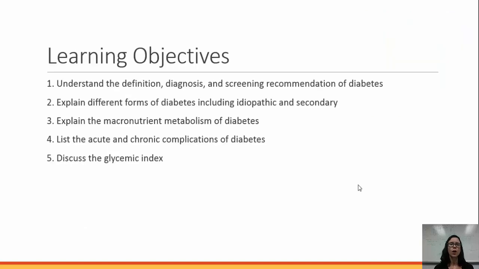Okay. So our learning objectives are to understand the definition, diagnosis, and screening for diabetes, to explain the different forms of diabetes and macronutrient metabolism in diabetes, and also to be able to discuss the complications of diabetes and glycemic index.